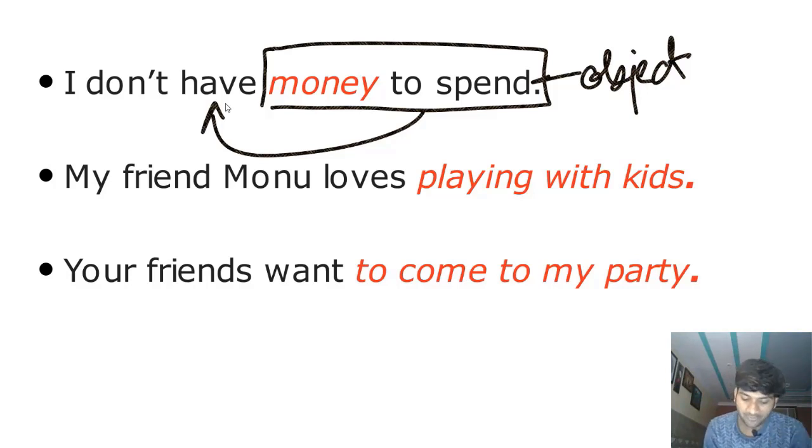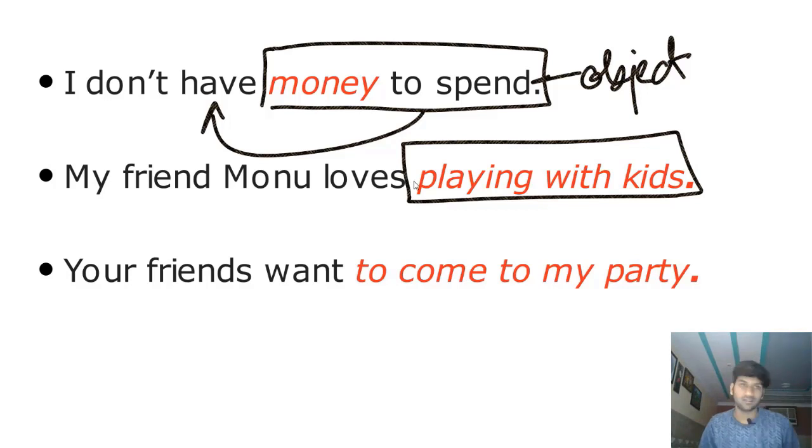All right. My friend Monu loves. Let's suppose this piece of information isn't there. My friend Monu loves what? I mean, you gotta love something, right? You just cannot love. There has to be something or somebody to love. My friend Monu loves what? Ask the question what?